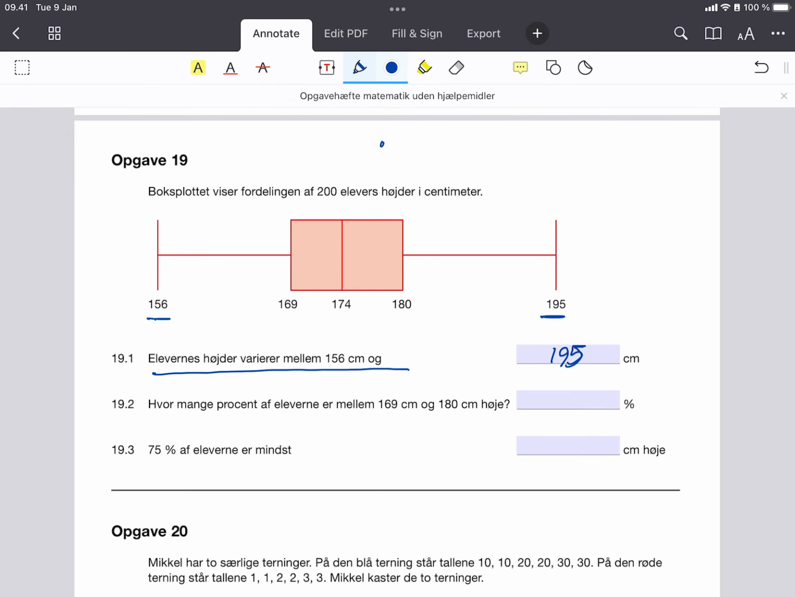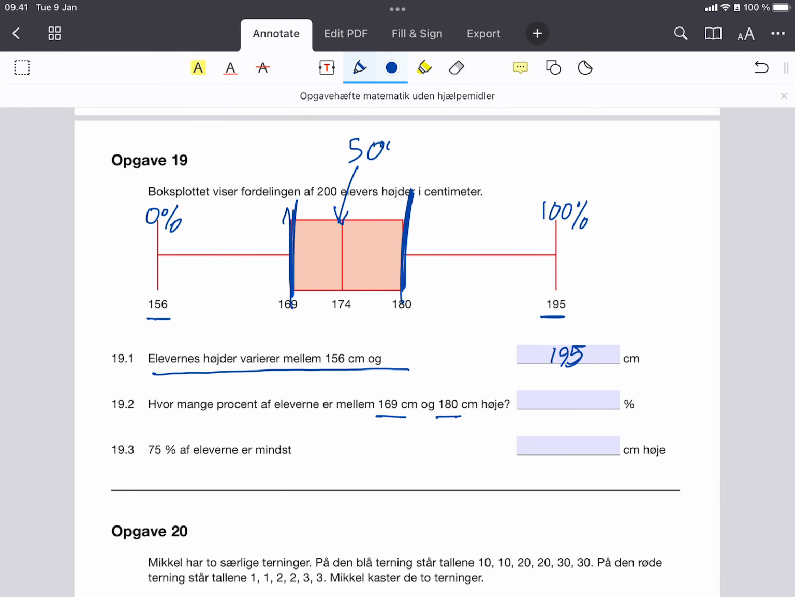What percentage of the pupils are between 169 and 180 centimeters tall? So that's the box in the middle. As discussed, the box and whisker plot shows the bottom end of the data and the top end of the data. So all 100% of pupils are 195 centimeters or below.